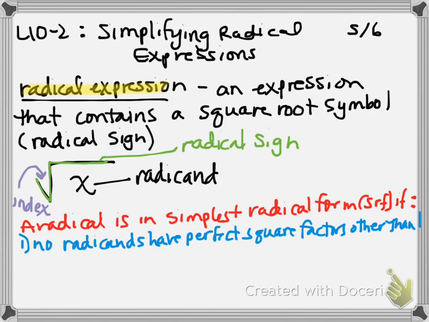So if 2 has only the factors 2 times 1, neither one of them is a perfect square. Well, 1 is a perfect square, 2 isn't. I exclude 1 because if I take the square root of 1, I get 1 and it doesn't change anything. So that's rule number 1.